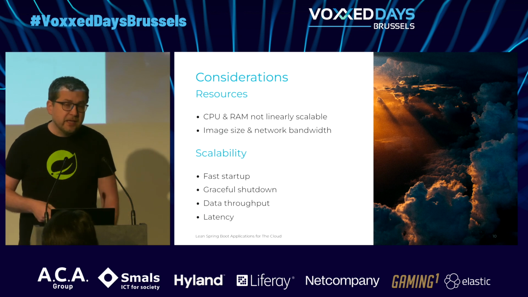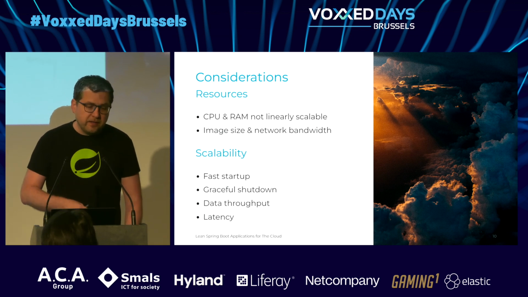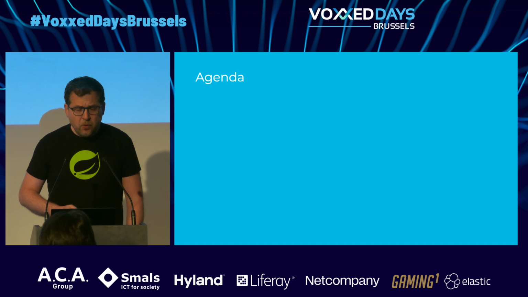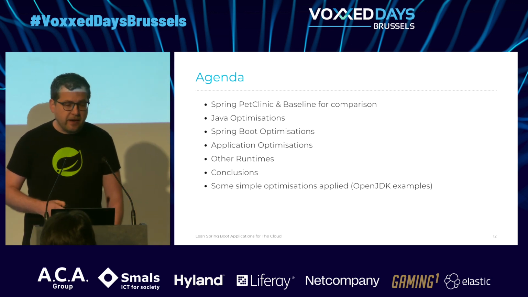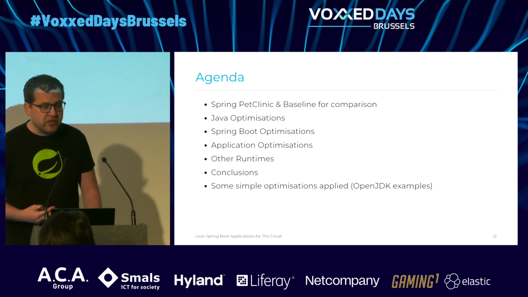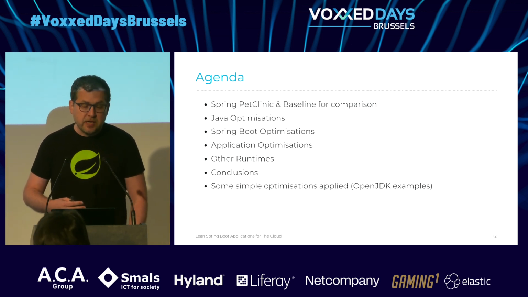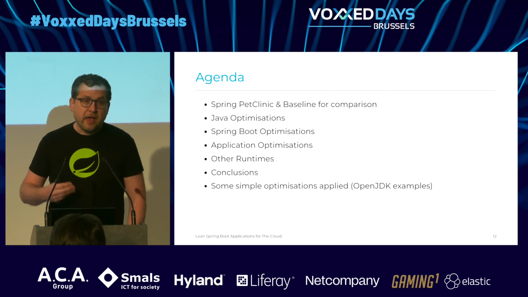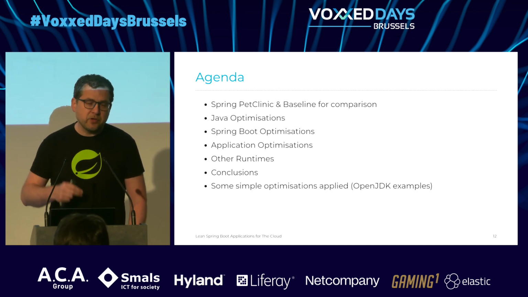And then scalability is another topic. Scalability could mean fast startup and graceful shutdown, so that means autoscaling. It's about throughput, it's about latency of the application, right? Those are always things we have to keep in mind when moving to the cloud, because it might change quite a bit. So my agenda for the talk is to look at some optimizations you can do in your application. I will introduce you to the Spring Pet Clinic, which is our application. We will see where we take the numbers from, and then we create the baseline to compare different optimizations.